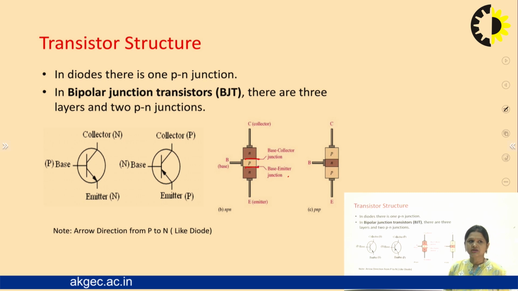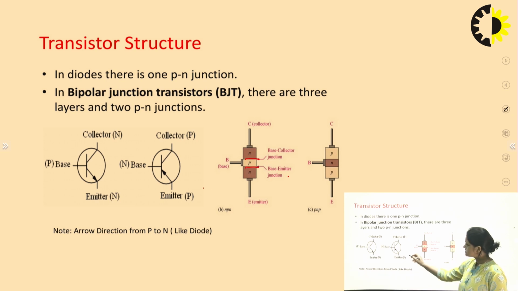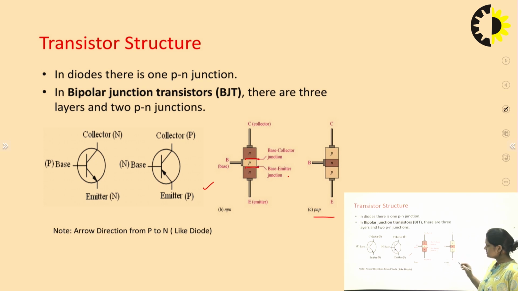So a BJT has 3 layers and 2 PN junctions, and this symbol we have already discussed in the previous slide, and this diagram is showing the PNP type.